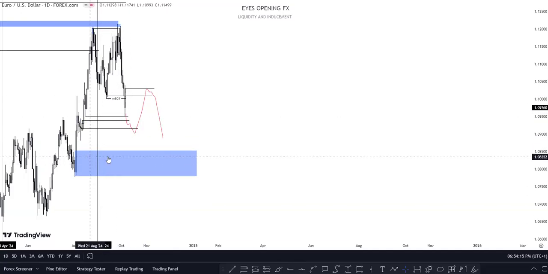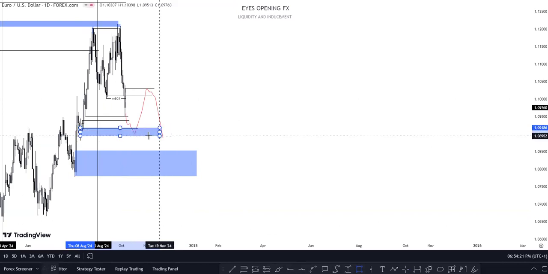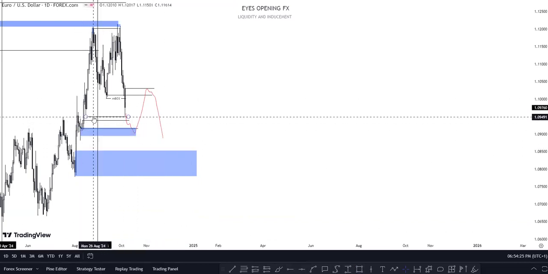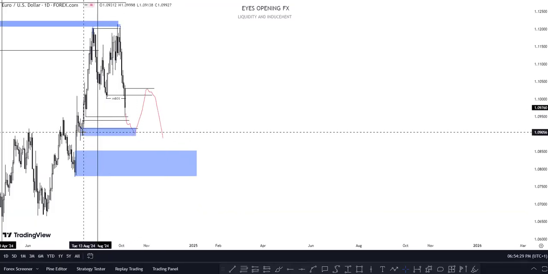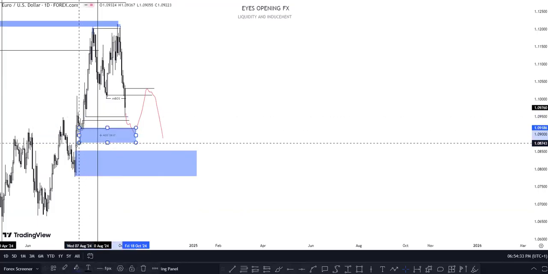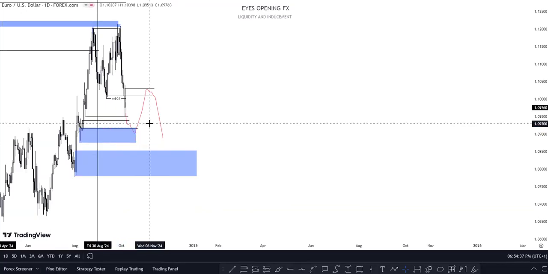This is the weekly POI, while this is our current daily POI, plus this imbalance. So this area is our area of interest. Inside your area of interest, you have point of interest, which is this POI. So from here to here is area of interest. From here to here is your major point of interest. That is that on this pair.